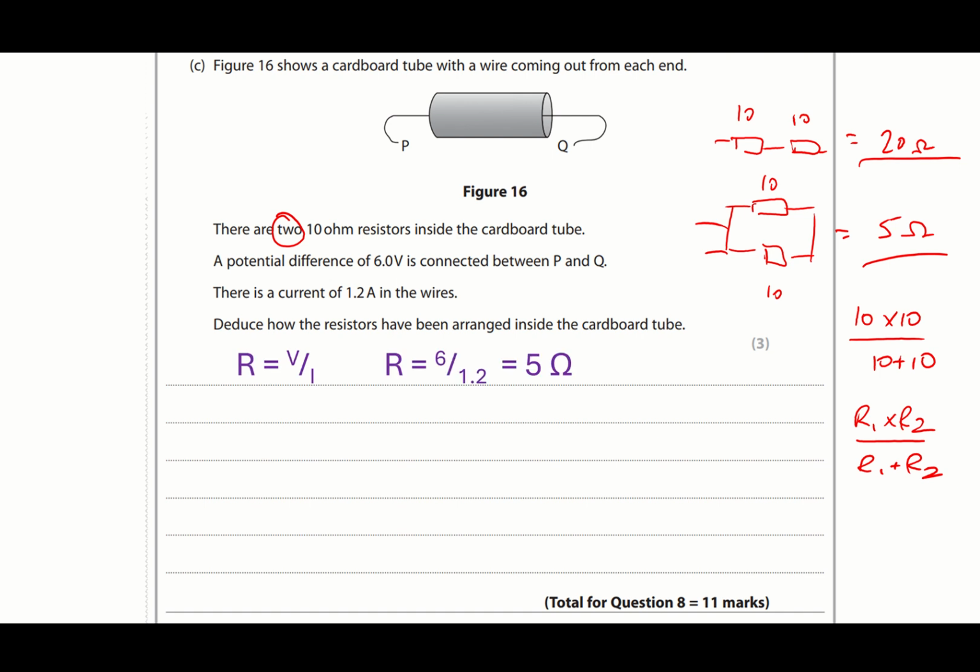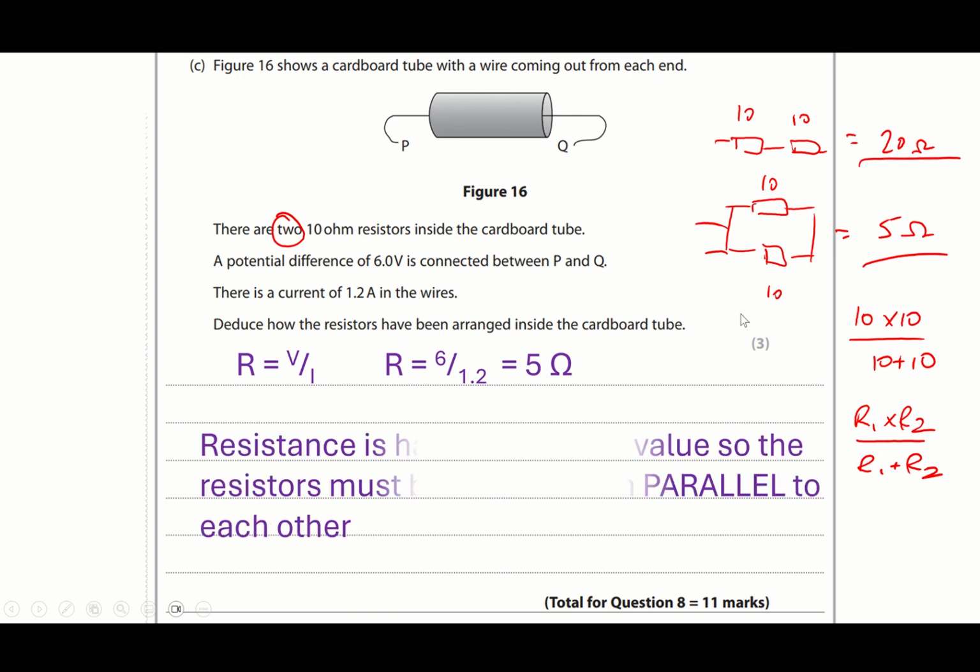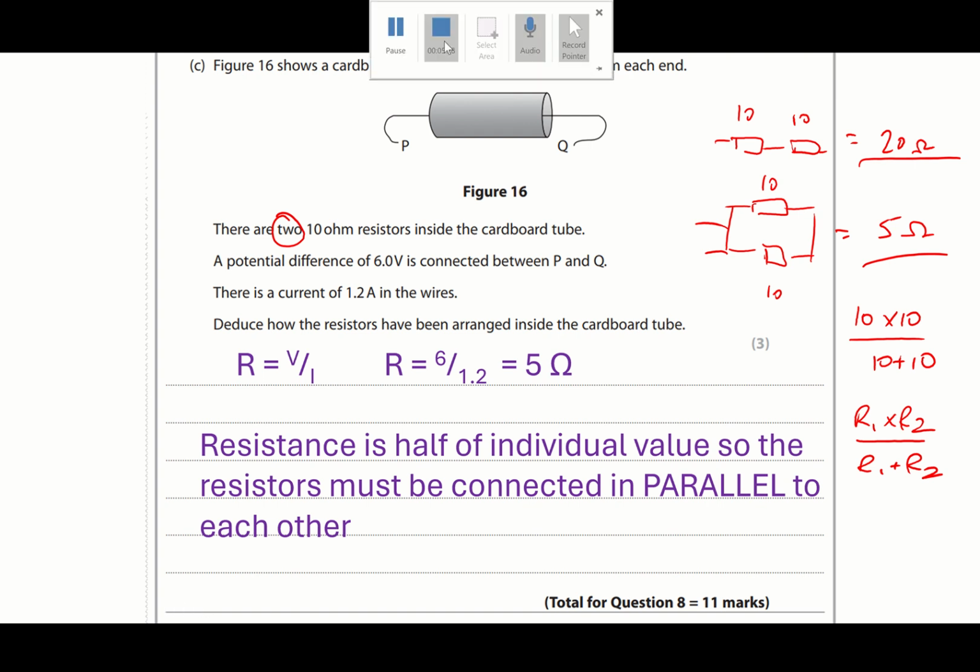Here we go. So R equals V over I. So 6 volts, which is there, divided by the 1.2 amps. Perfect. The resistance is 5 ohms. Let's have a quick look. Yes, that one there, job done. So the resistance is half of the individual value. So the resistors must be connected in parallel. That's that one done. And I can now go and rescue my pen that's gone behind the radiator.